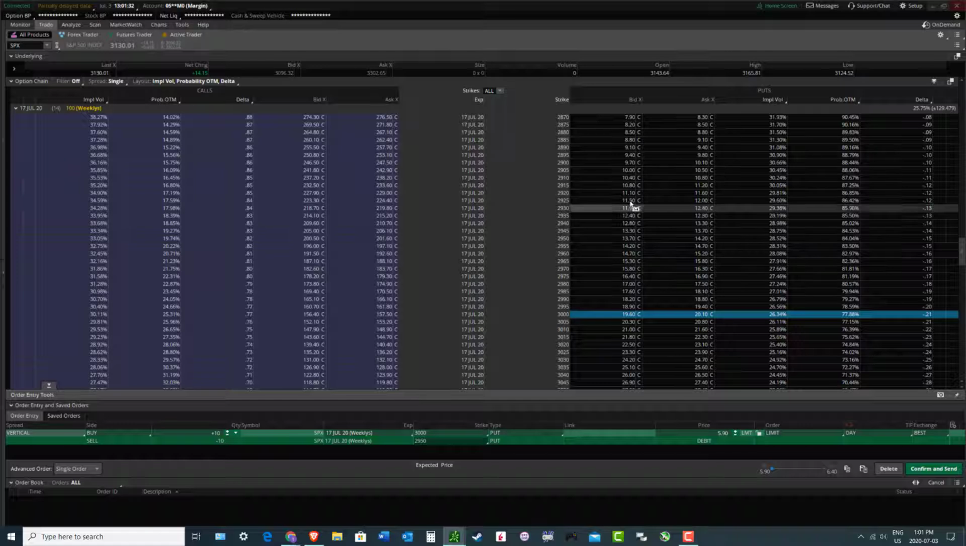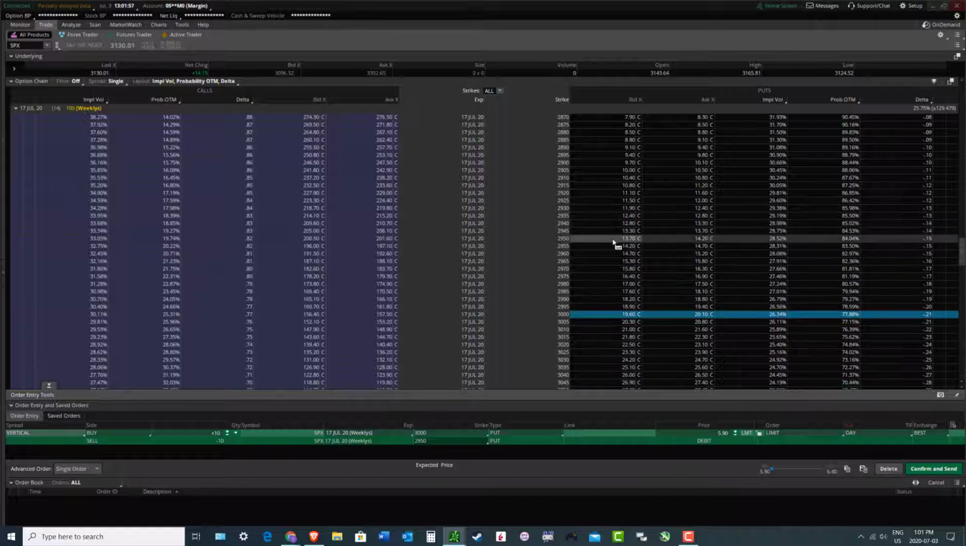So the farther out of the money you go in the puts, the higher the implied volatility, okay? The implied volatility of the 3,000 strike put here is 26.34%. The implied volatility of the 2950 strike put is 28.52%, and it just keeps going up the lower you go. So there's that volatility skew that's in your favor.